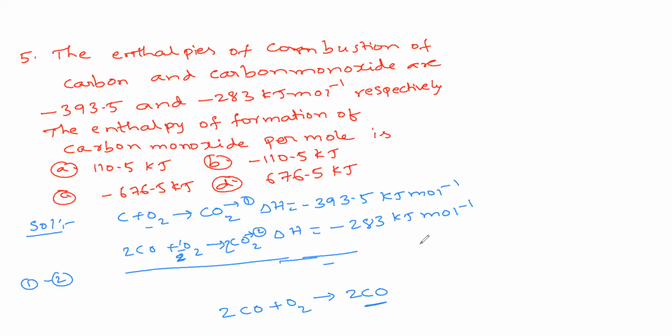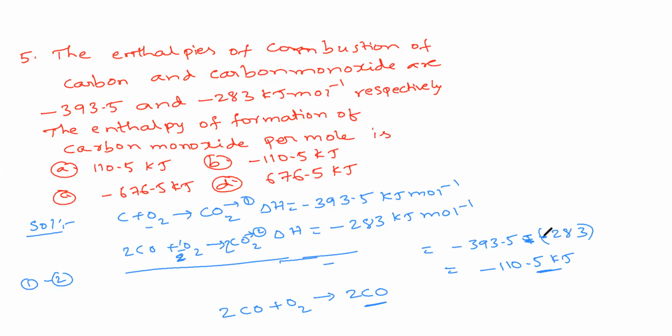So taking that into consideration, 1 minus 2 it is, that is minus 393.5 minus of 283. So minus of minus becomes plus. So you'll get it as minus 110.5. How much is it? Minus 110.5 kilojoules. So the answer for this is minus 110.5 kilojoules.